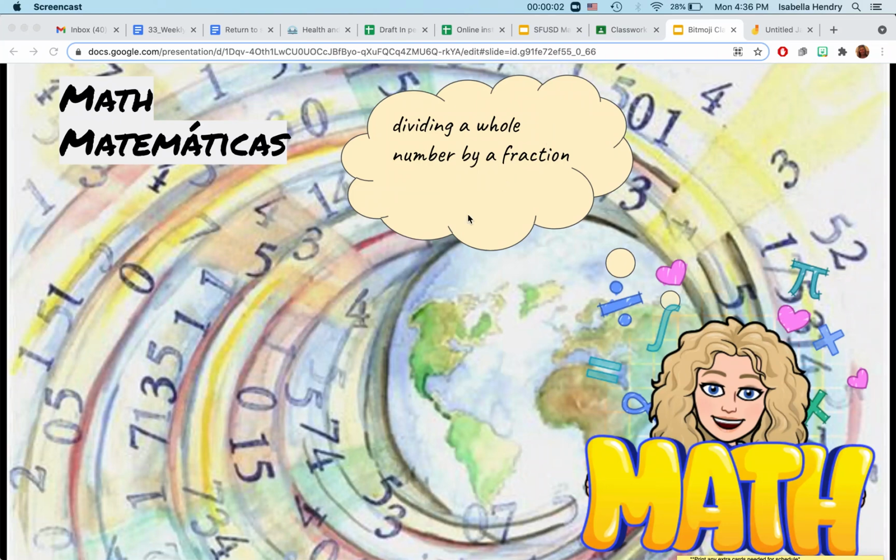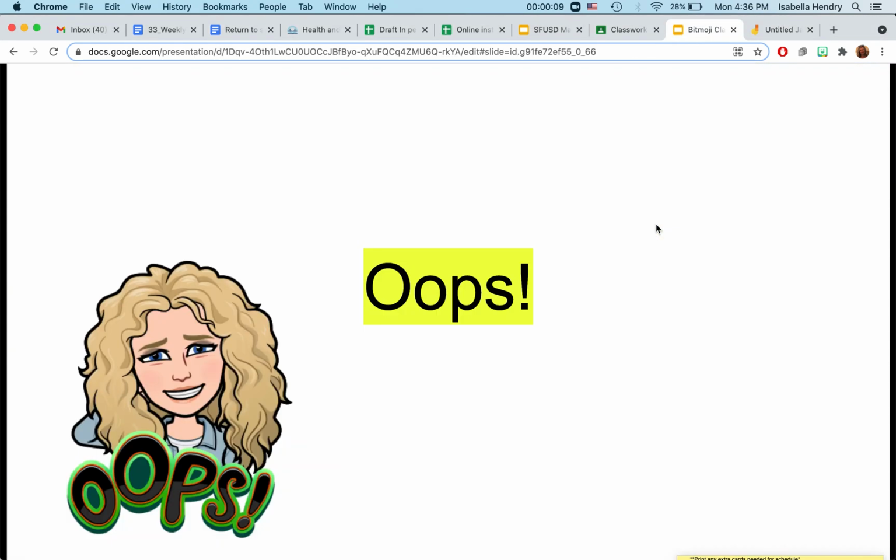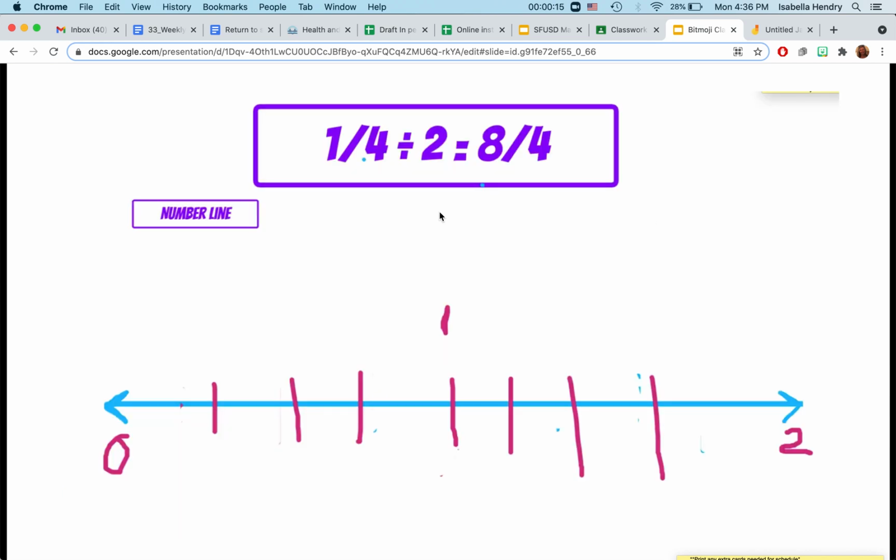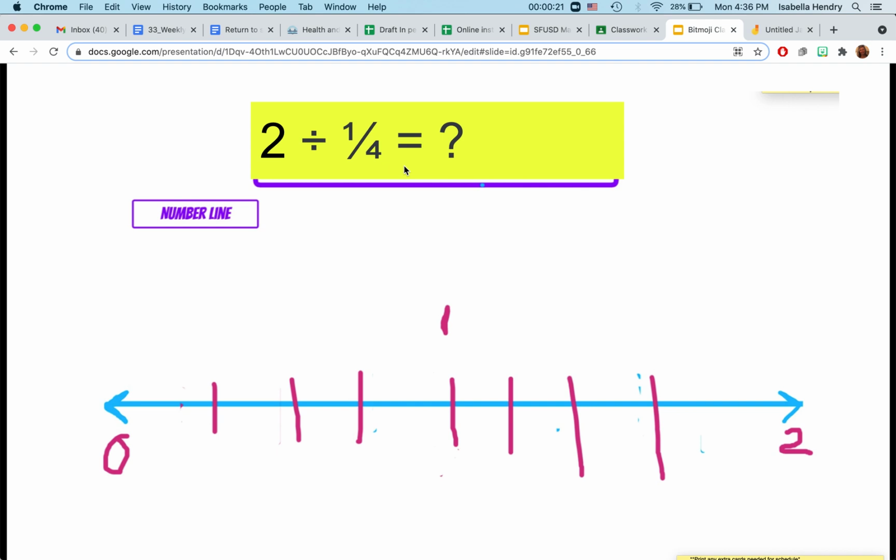Everybody. So today we are going to continue working on dividing a whole number by a fraction. First I want to apologize. I realized I made a really silly mistake yesterday. The problem I gave you guys was 1/4 divided by 2, but I should have said 2 divided by 1/4, which is obviously a totally different problem.